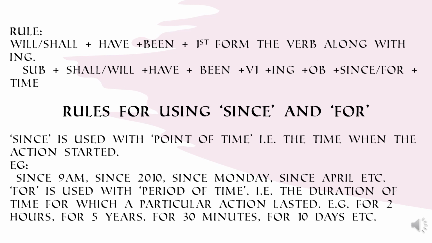Now next, for. Where do we use for? For is used with a period of time, for example, the duration of time for which a particular action lasted. Example: for 2 hours, for 5 years, for 30 minutes, for 10 days, etc. So when we see in the sentence there is a period of time, we should always use for, because for is used with a period of time, and since is used with a point of time. Got it?